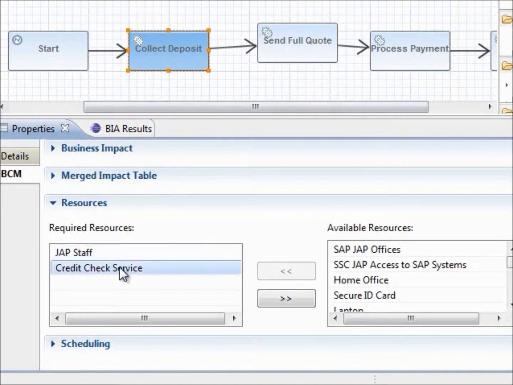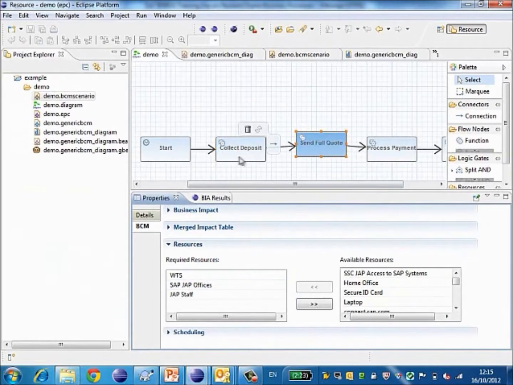Once you allocate all the resources that are needed, the next step is scheduling. Scheduling means how often this activity happens. Is it a quarterly closing activity, or a normal activity happening at some regular time? Here you can see the cycle time. It's 0.025 minutes, for example, for collect deposit.